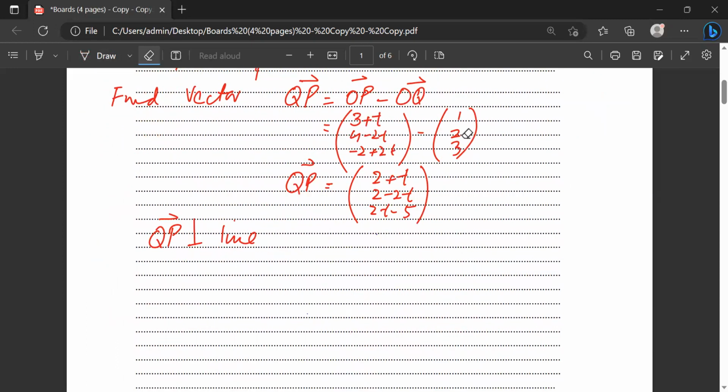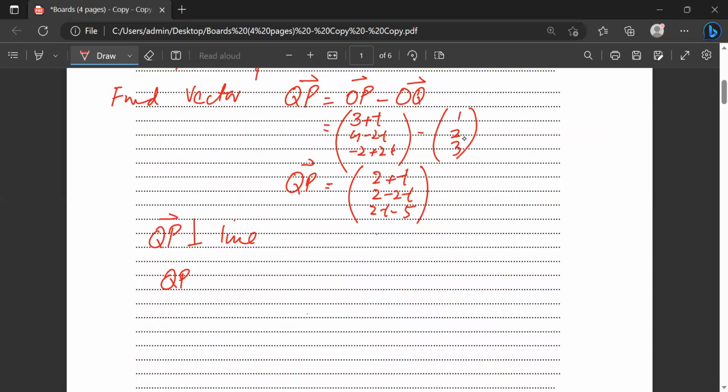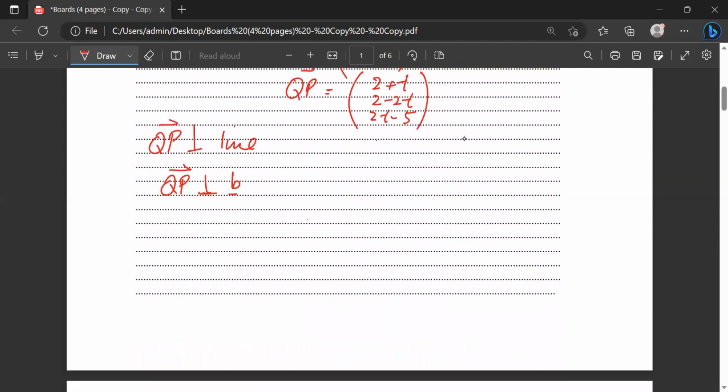Therefore, I can write here that QP is perpendicular to vector B. We know that if two vectors are perpendicular, their scalar product is 0. So as QP is perpendicular to B, using that the scalar product, or the dot product, is equal to 0. This is for perpendicular vectors.